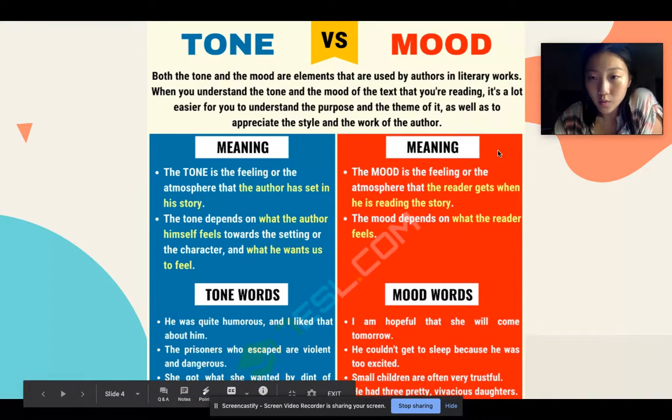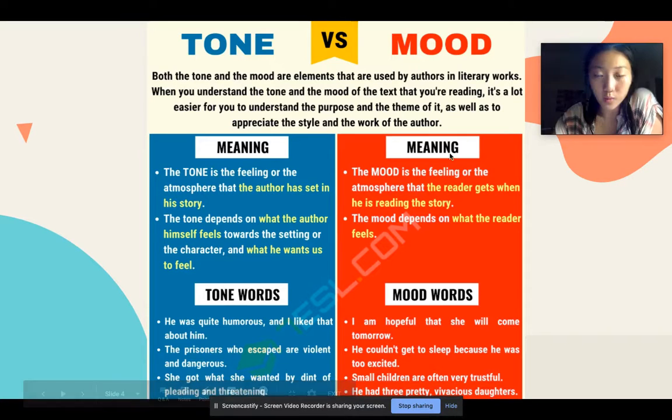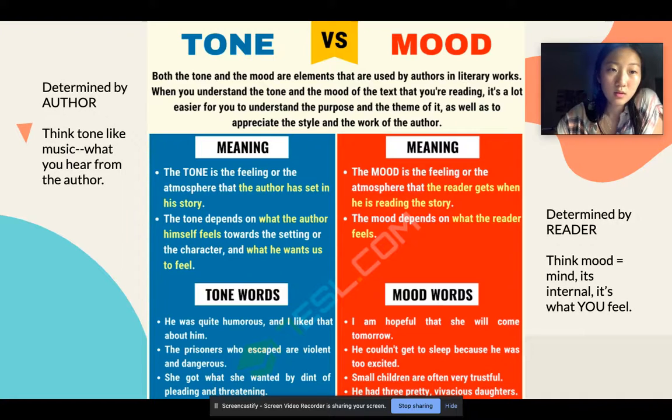And then mood, which is the word we're talking about, is the feeling the reader gets when he or she is reading the story. So mood depends on what you feel. So it's not about the author, it's about you. So tone is determined by the author. Write this down. So I'm going to write tone versus mood, tone versus mood. And then under the word tone, I'm going to write this part, determined by author.